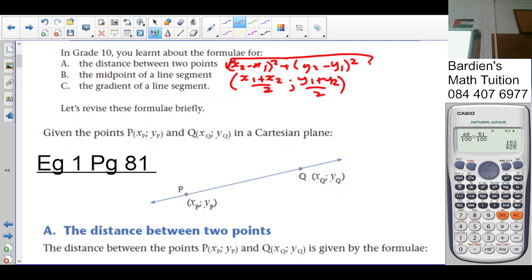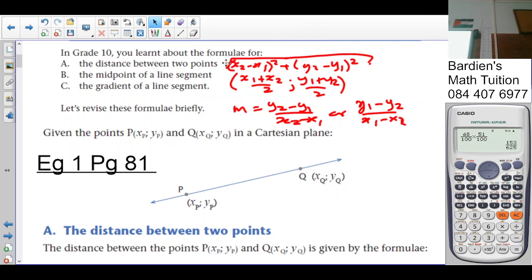Then we spoke about the gradient. How do you calculate the gradient of a line? y2 minus y1 over x2 minus x1. It could also be written as y1 minus y2 over x1 minus x2. However, if y2 is first in your numerator, x2 must be first in your denominator. Likewise, if y1 is first in your numerator, then x1 must be first in your denominator. Which means the coordinates of that point must be considered first in both cases.